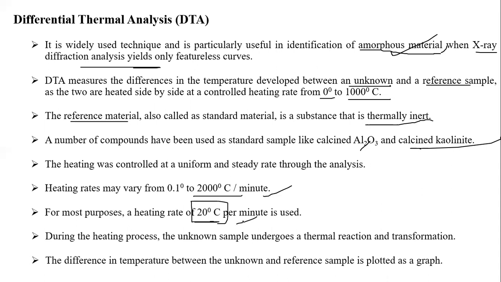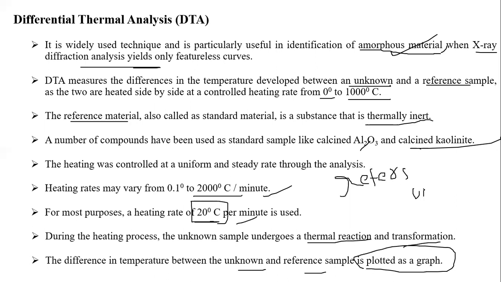During this heating process, the unknown sample undergoes some thermal reactions. If any substance is heated to a particular known temperature, definitely there will be some transformation and some changes. So for the differences and changes between the unknown and reference sample, we will plot a graph. Unknown sample means our soil sample. We heat the samples at these temperatures, from 0.1 to 2000 degrees Celsius, up to 20 degrees Celsius per minute, and go through the thermal reactions.